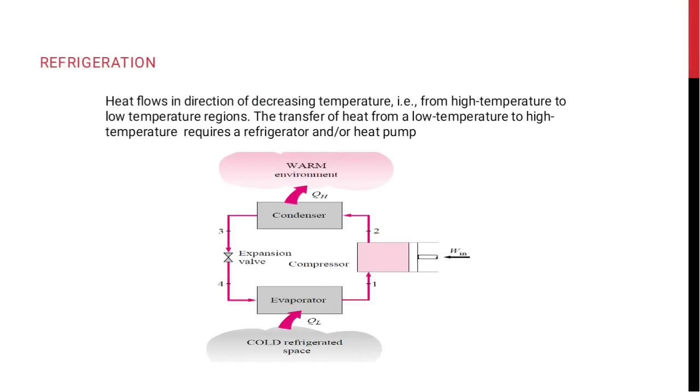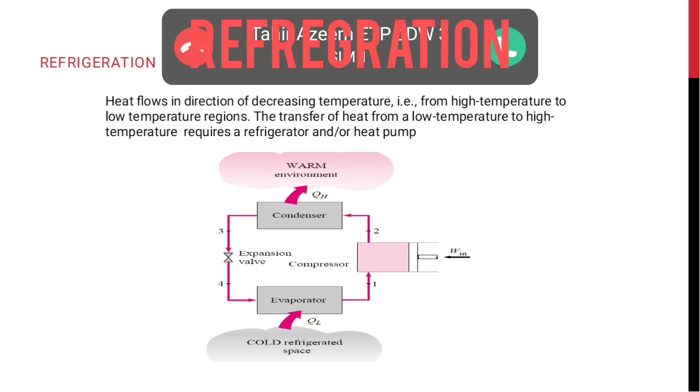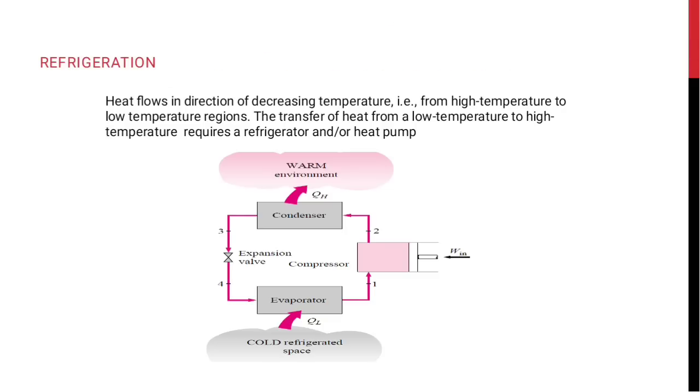Cold refrigerated space. Refrigeration. Heat flow is in the direction of decreasing temperature, that is, from a high temperature to a low temperature region. The transfer of heat from low temperature to high temperature requires refrigeration or heat pumps.